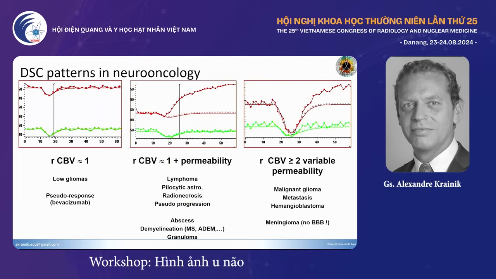And you also have lesions with a high vascularization. We say rCBV, a ratio of CBV above 2, and variable permeability. That's what we observed in malignant glioma, in metastasis, and of course meningioma, and of course these highly vascularized lesions such as hemangioblastoma.